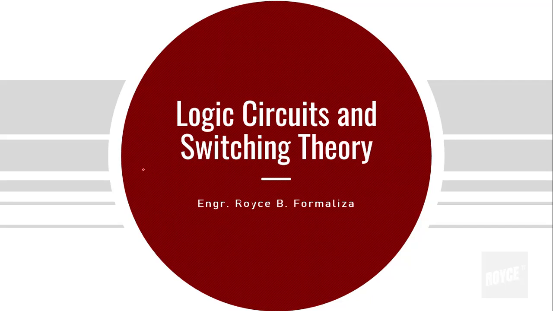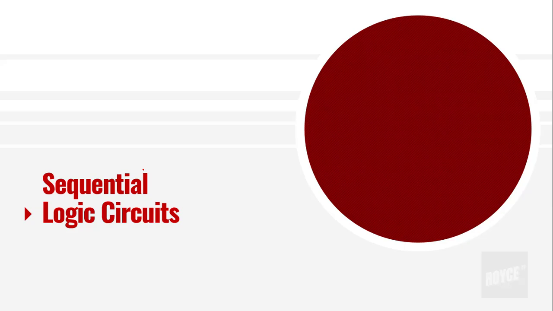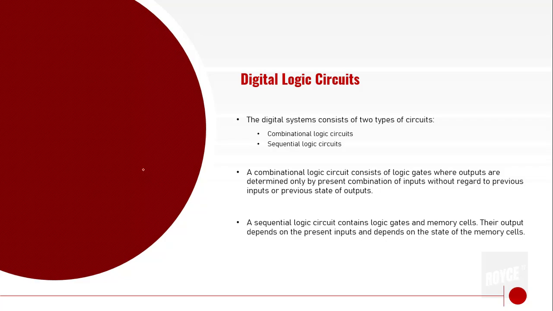Okay, so last week natapos na natin yung discussion natin about the combinational logic circuits. So ngayon naman we will discuss our new topic which we call the sequential logic circuits. So balikan lang natin, 'di ba? Sabi natin in digital logic circuits, we can classify digital systems into two types. We have what we call the combinational logic circuits and we have our sequential logic circuits.